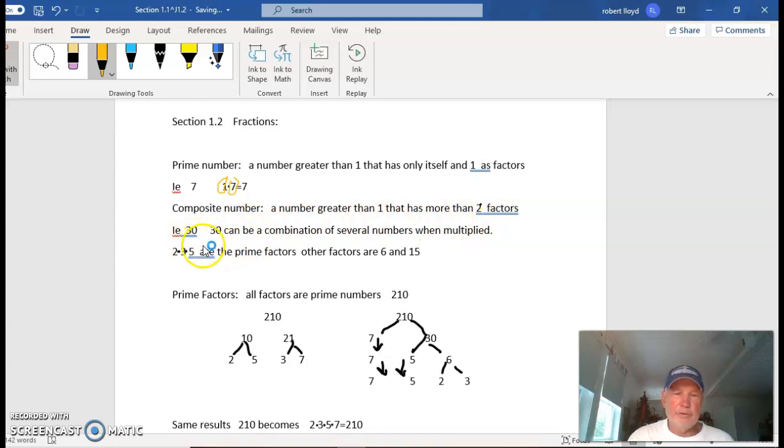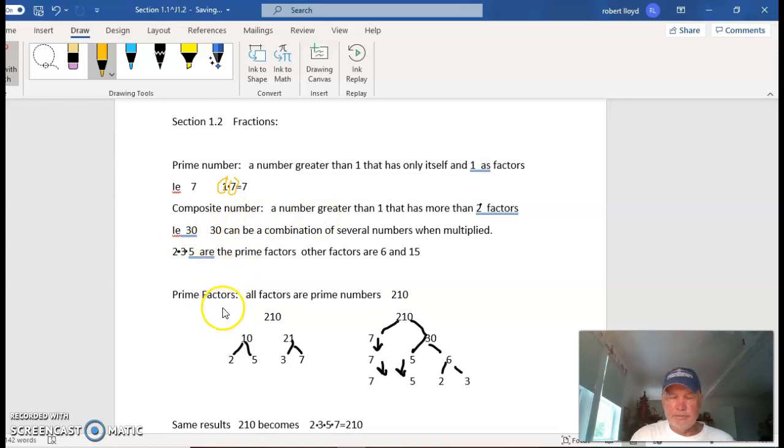For example, 30. 30 can be a combination of many numbers when multiplied. The prime factors of 30 are 2, 3, and 5. We multiply 2 times 3 times 5, we will get our 30. Other factors of 30 could be 6. 30 is divisible by 6, and 15 will divide into 30.